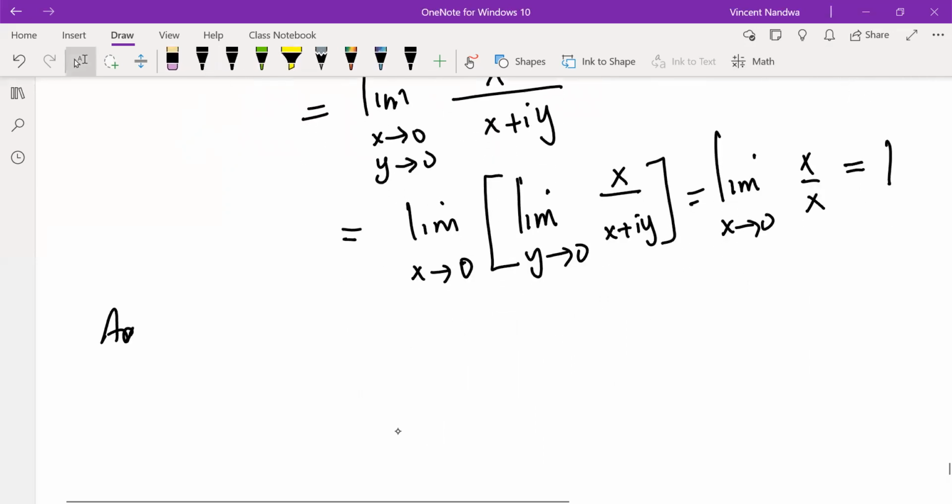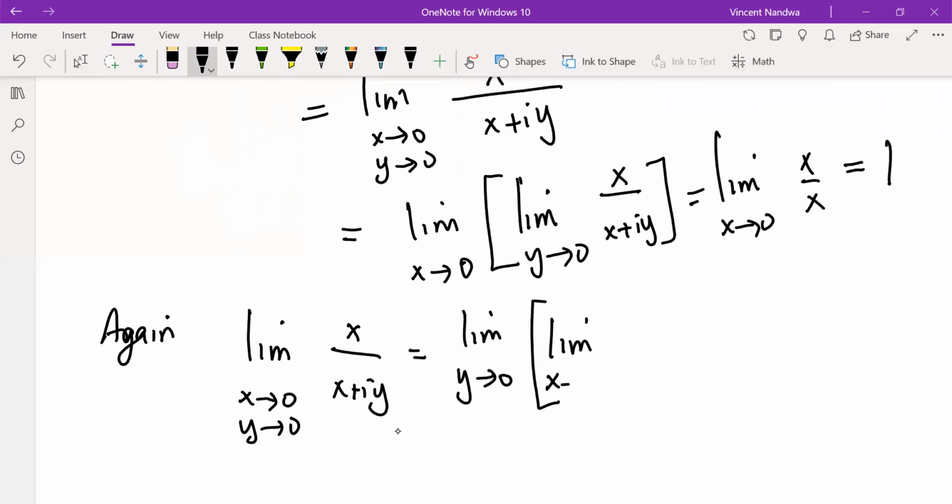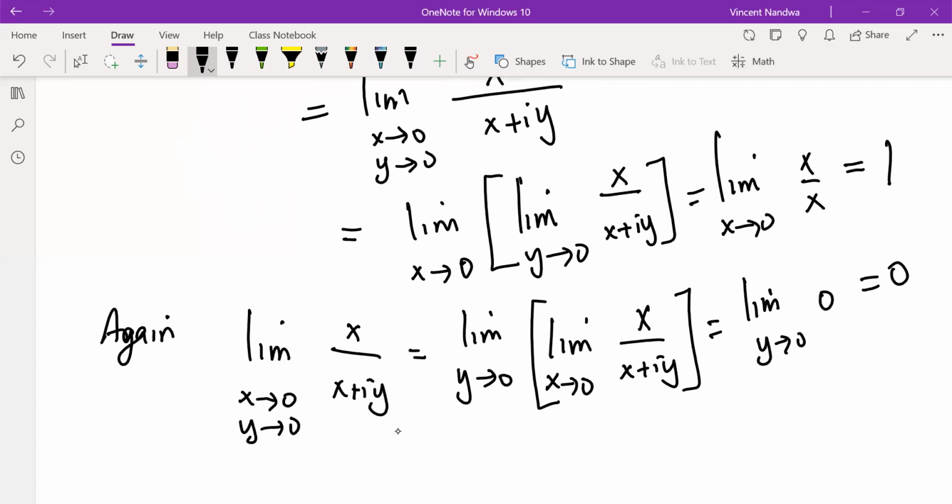So the value here will be 1. Again, if we now reverse the order, limit as x approaches 0, y approaches 0 of x over x plus iy, the same as limit as y approaches 0 of limit as x approaches 0 of x over x plus iy, which will be limit as y approaches 0. Now, by direct substitution, where x equals 0, this will give us 0.